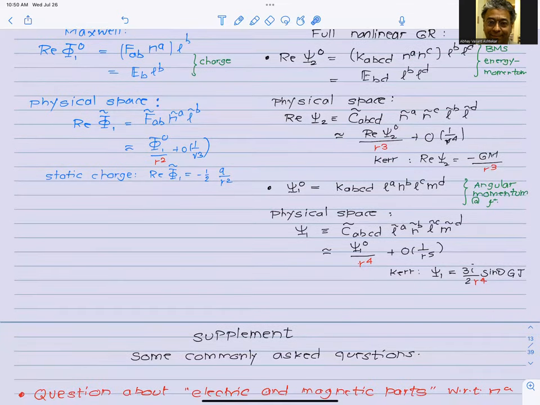And in the physical space, I can just convert these null tetrads and we find that in the physical space-time, this falls like 1 upon r to the fourth. And this has the information about angular momentum. So in curved space-time, for example, it is 3i upon 2r to the fourth times sine theta times G times capital J. Capital J is the total angular momentum, which is m times a, the little a parameter.